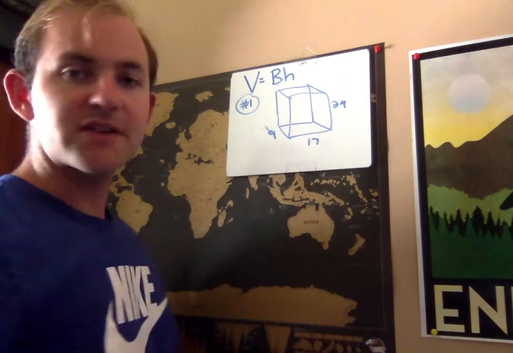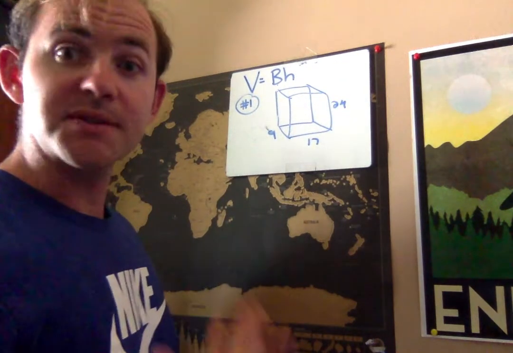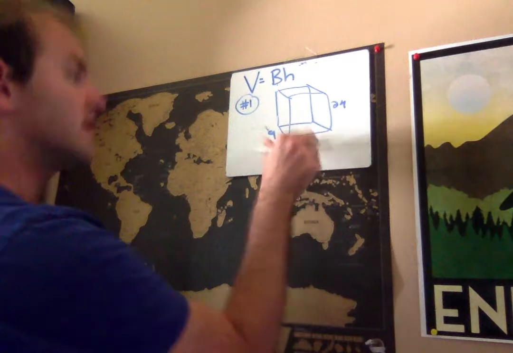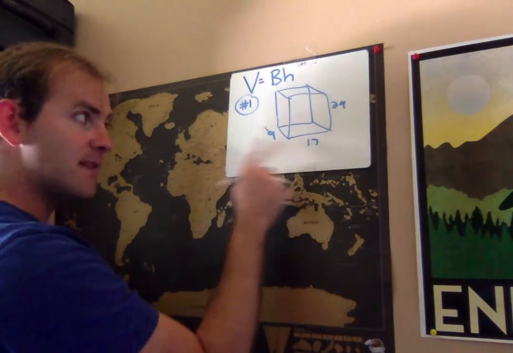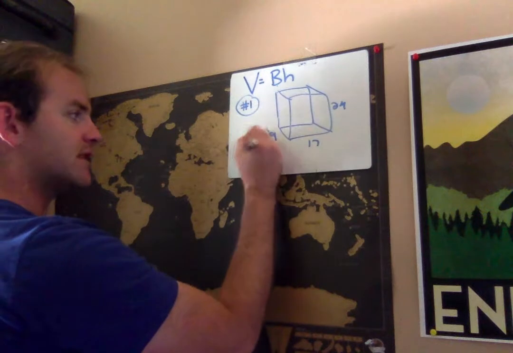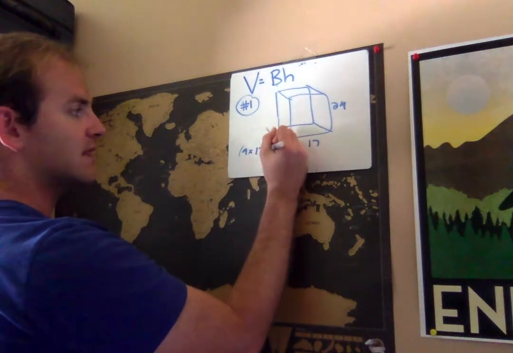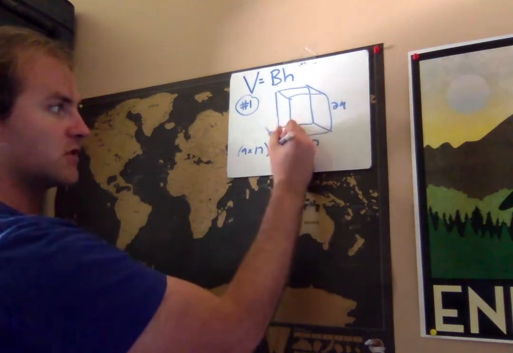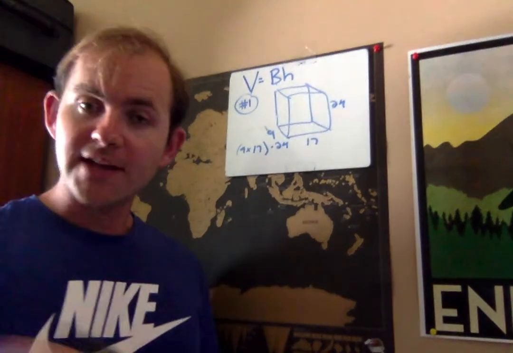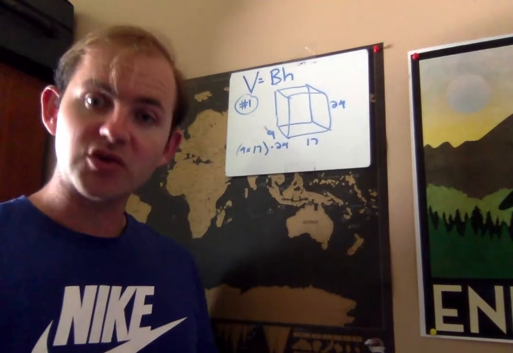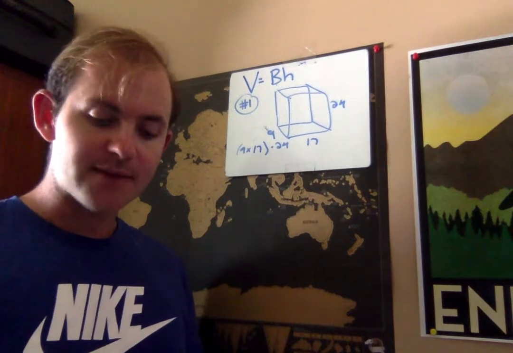Now, think about it this way. If I want to use the formula V equals B times H, let's find the area of the base first. What's the area of a rectangle? Well, it's going to be length times width, or base times height, which is 9 times 17. So I'm going to do 9 times 17, and I'm going to multiply that by the height, which is 24. So the effect is the same. It's still going to be LWH, but I can also conceptualize it as area of the base times the height.